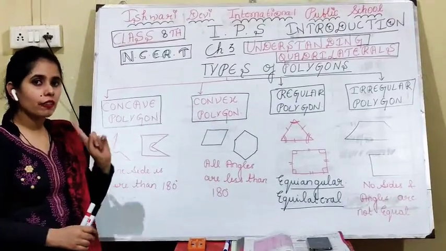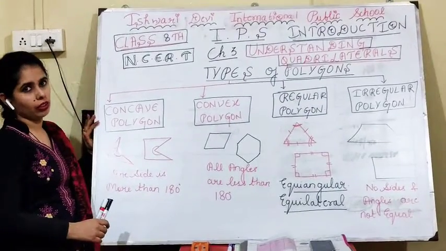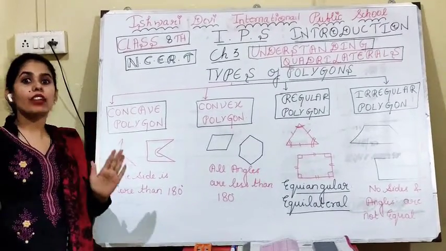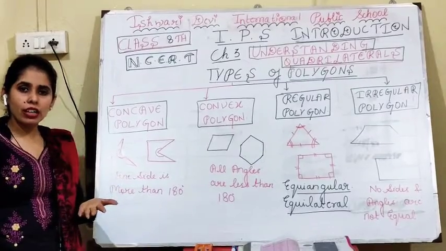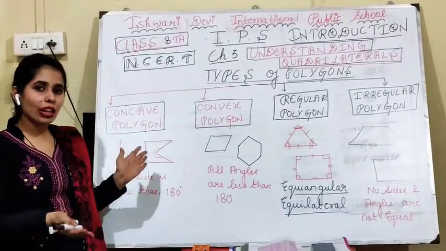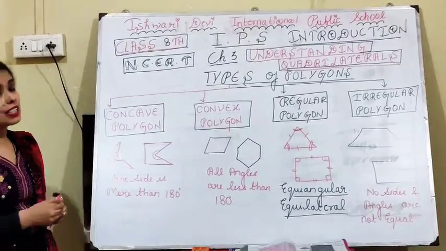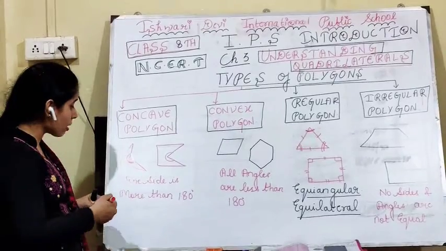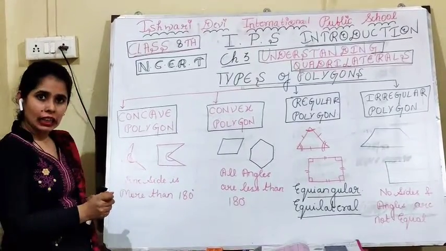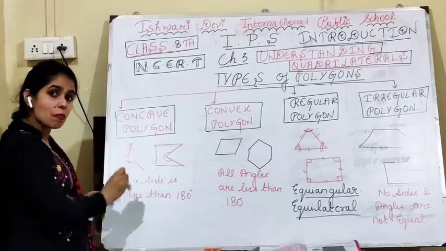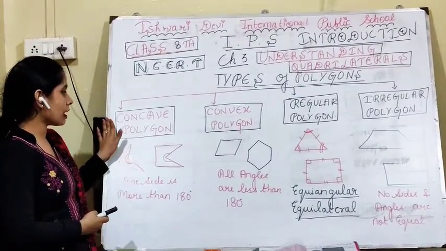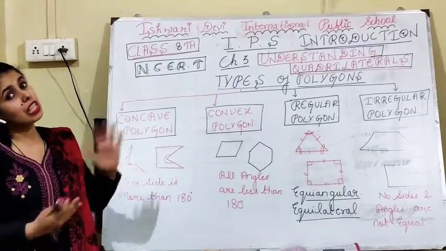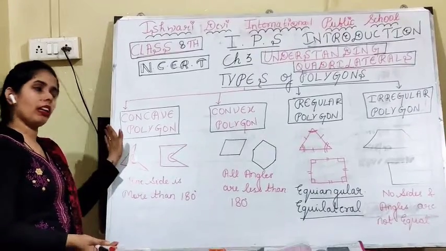The first type is concave polygon. What is a concave polygon? Concave means the shape of a cave, right? The segments are not in a cave shape, but the angles are in the cave shape. See, like this, this is in the cave shape. That means one of its angles in this polygon is more than 180 degrees, so it is known as a concave polygon. If any one angle is more than 180 degrees, it is a concave polygon.